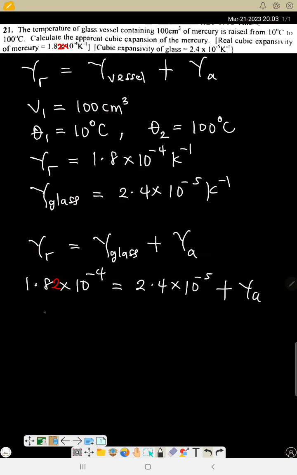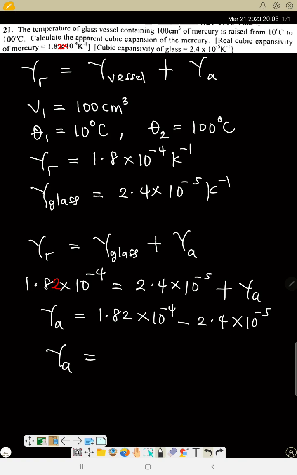So now collect like terms. That means the apparent expansivity will be 1.82 times 10 raised to power minus 4 minus 2.4 times 10 raised to power minus 5. So now the apparent expansivity is, press your calculator. If you press 1.82 minus 0.24 like that, it will give you 1.58 times 10 raised to power minus 4 per Kelvin. So now this is the apparent expansivity.